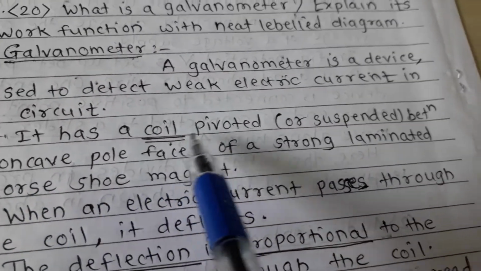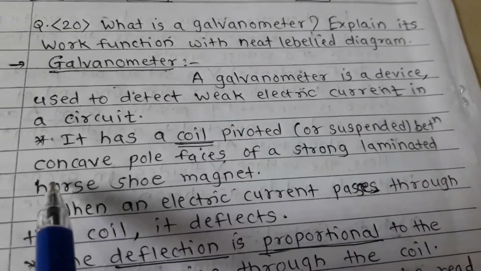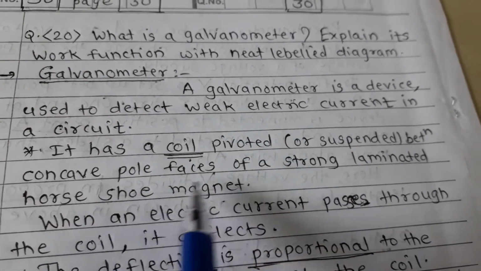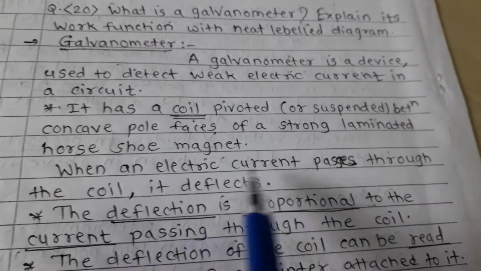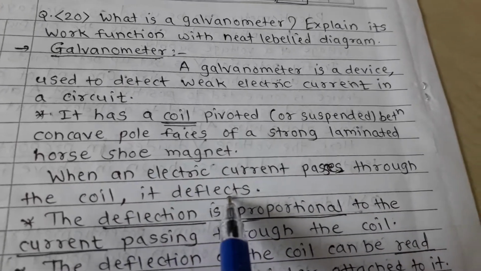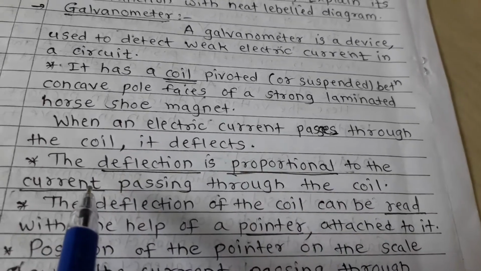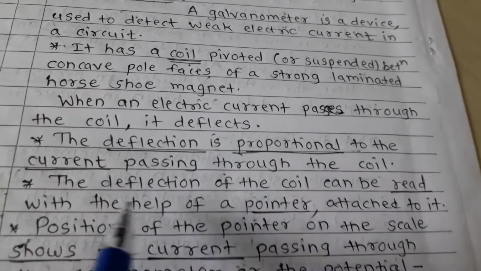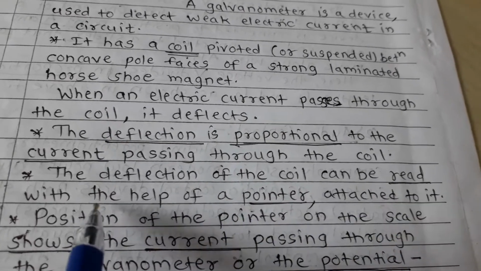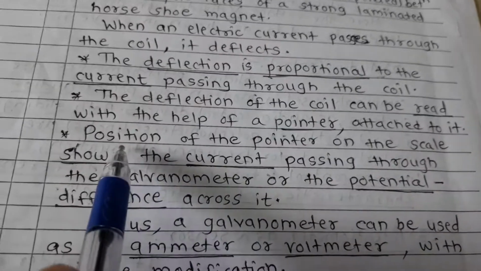It has a coil pivoted or suspended between concave pole pieces of a strong laminated horseshoe magnet. When an electric current passes through the coil, it deflects. The deflection is proportional to the current passing through the coil. The deflection of the coil can be read with the help of a pointer attached to it.